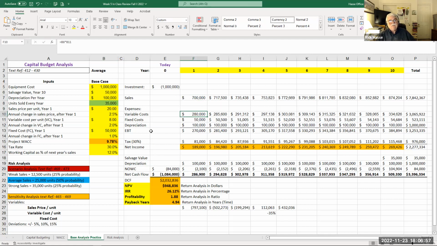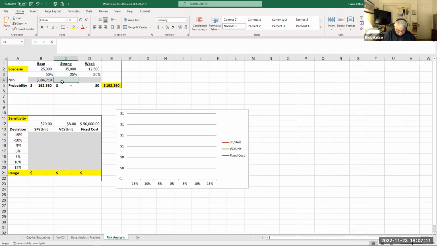So now, if I think there's going to be 35,000 units sold, a projection of a strong economy in this project, that gives us an NPV of $948,836. And so I put that here, $948,836. And there's a 25% chance of that occurring, so it's weighted by 25%. Now, another part of the scenario is what happens if we have a weak economy.